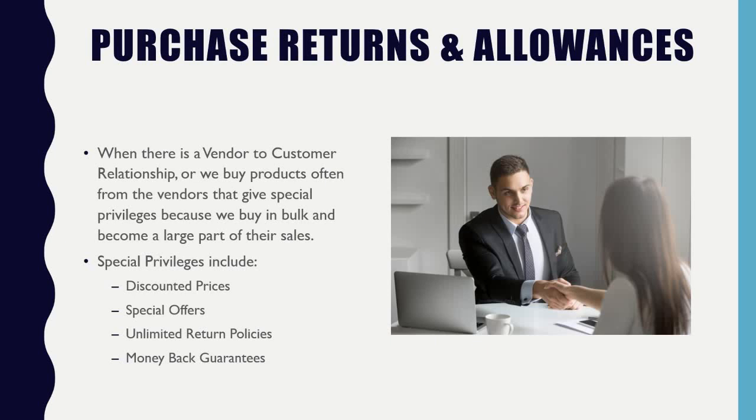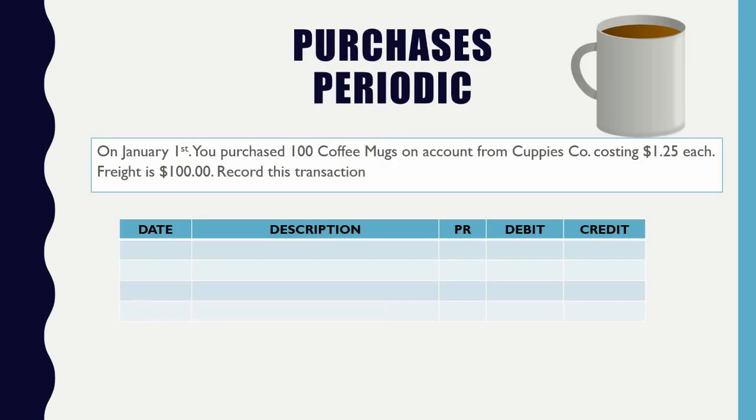They want to ensure that they lock in the position of consistently having someone to sell the product to, right? So with that being said, we're going to take a look at this example of what happens when we buy something and then we return it. So here's the example. Once again, on January 1st, you decided to purchase 100 coffee mugs on account from Cuppies Co., once again at $1.25 each, with freight costing you $100. So first, let's practice receiving the items and journalizing this transaction. From here on out, we're going to be using the gross method.